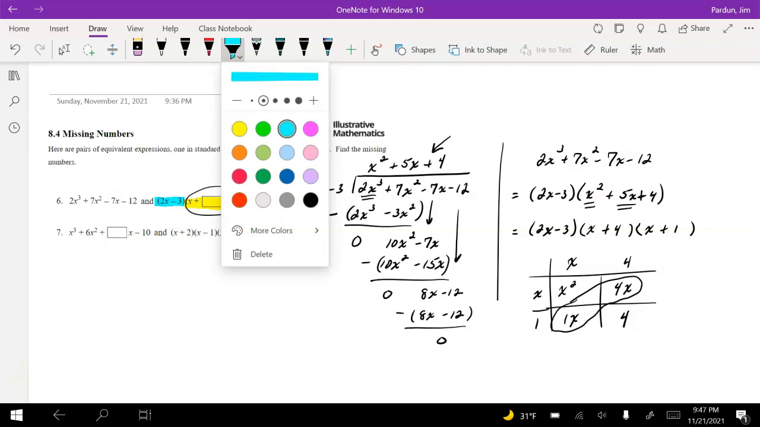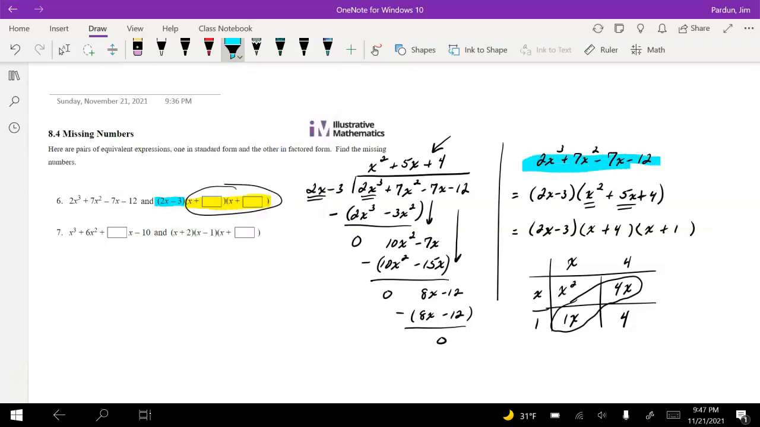And so the big picture here is that we were able to take this third degree cubic polynomial in standard form, and now we were able to rewrite it as a product of linear factors. That's the whole idea. Okay, so use that to see if you can now try question number 7.